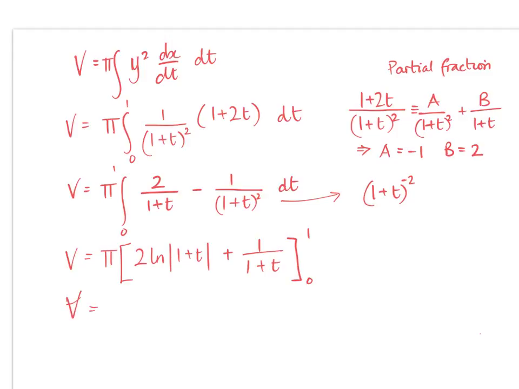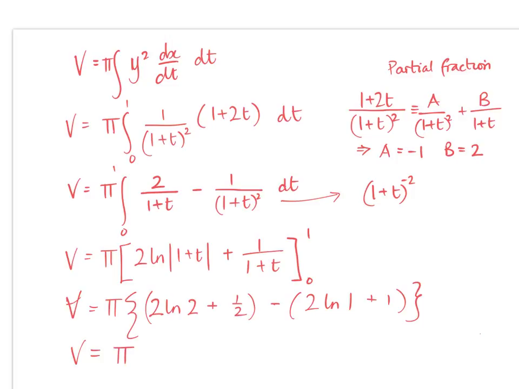Put in your limits. Popping 1 in gives me 2 ln 2 plus a half for the first part, and then I'm going to get minus 2 ln 1 plus 1. So the volume altogether is going to be pi, sorry, 2 ln 2, and then a half minus 1 is going to give me minus a half.